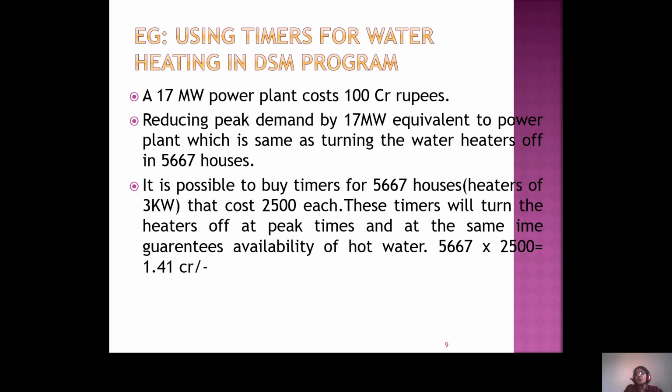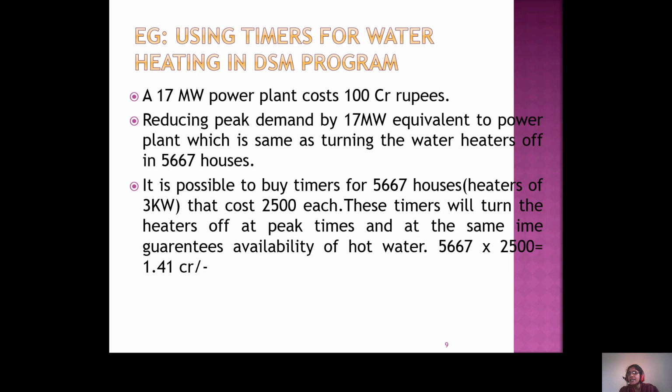Then what about the cost? One timer costs 2,500 each. So when you multiply 5,667 houses by 2,500, how many crores is it? It is 1.41 crores.